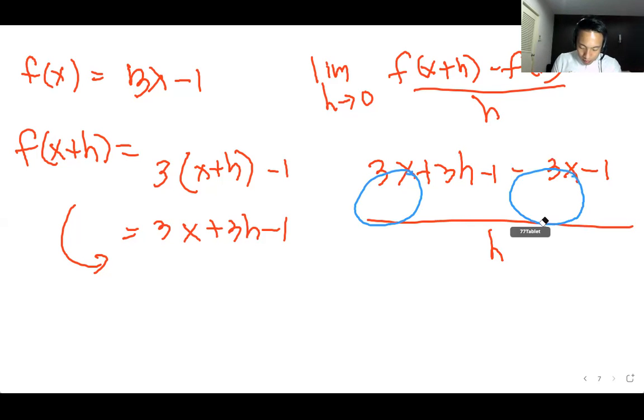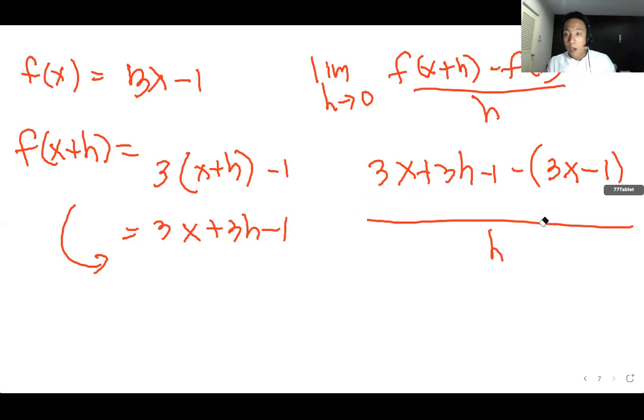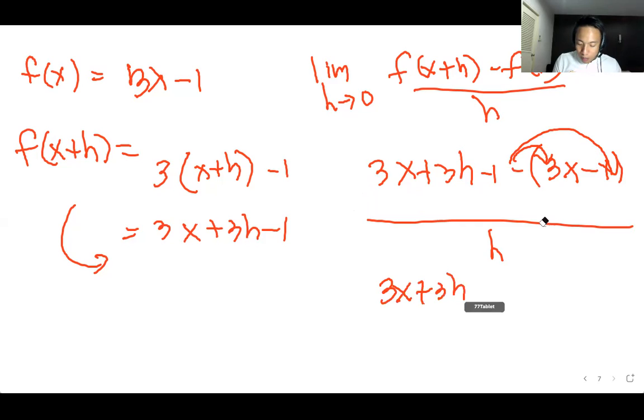Oh, no. Wait. I forgot the parenthesis here. It's because it's not yet simplified. So we will simplify this one first. So we will distribute the negative sign to the numbers inside. So we have here 3x plus 3h minus 1 minus 3x plus 1 all over h.